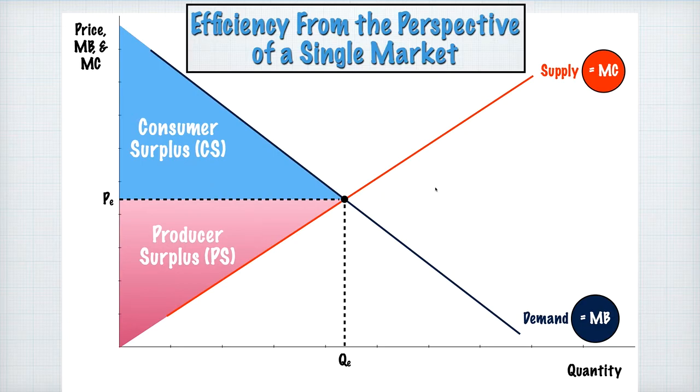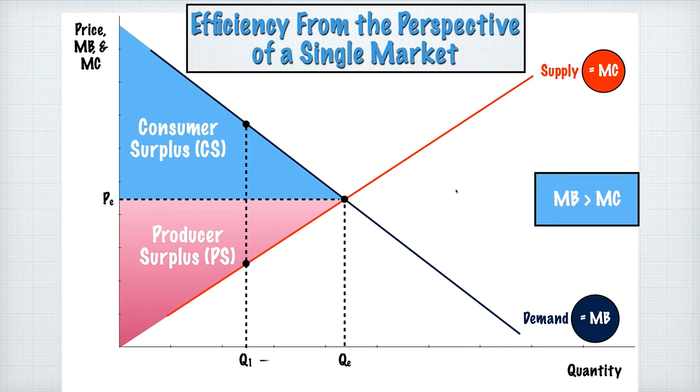So let's take a look at an output and consumption level that is less than QE. We go from Q1 up to the supply curve, and further up to the demand curve, and we can see here that marginal benefit is greater than marginal cost. As we stated previously, we should increase production and consumption from Q1 to QE until marginal benefit and marginal cost are equal to one another.